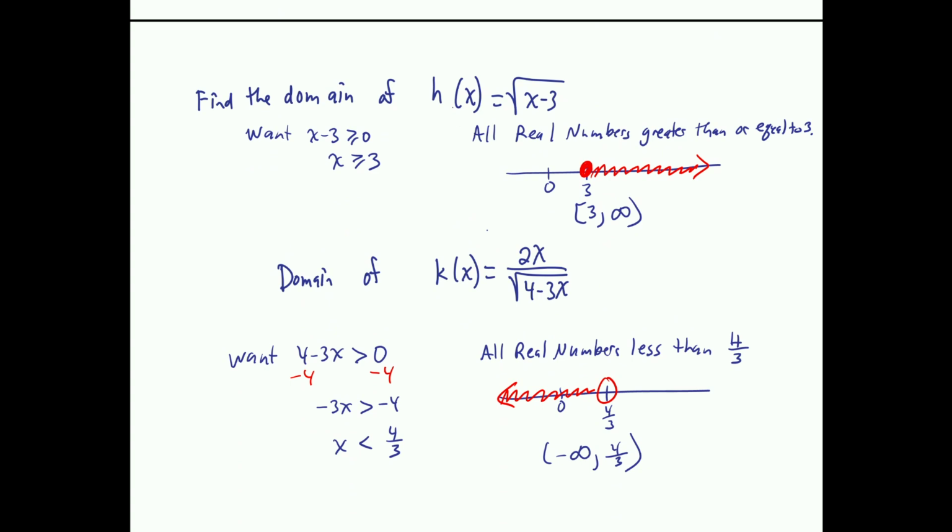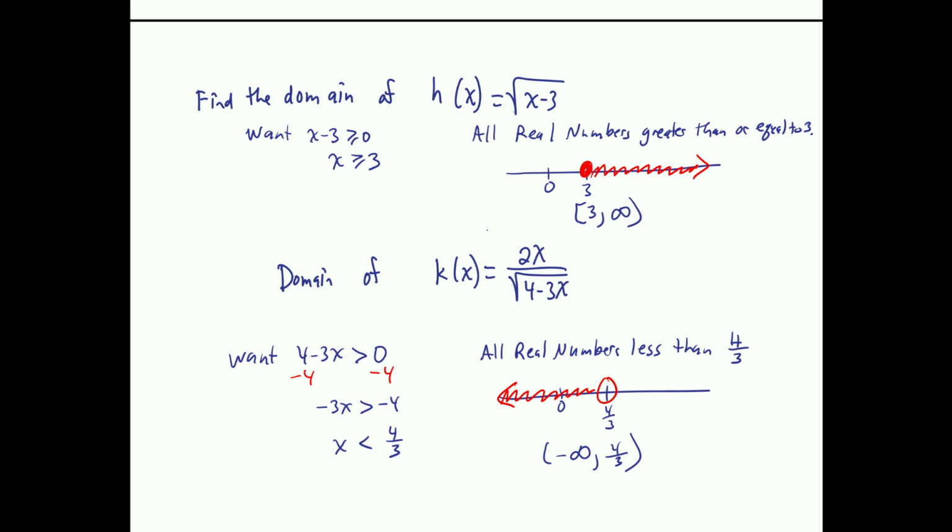If we wanted to find the domain of h of x equals the square root of x minus 3, so this one, square root is an even radical. So if it's square root, fourth root, sixth root, eighth root, so on, you can't have a negative in that radical. So x minus 3 needs to be greater than or equal to 0. So if x minus 3 is greater than or equal to 0, add a 3 to both sides. You get x is greater than or equal to 3.